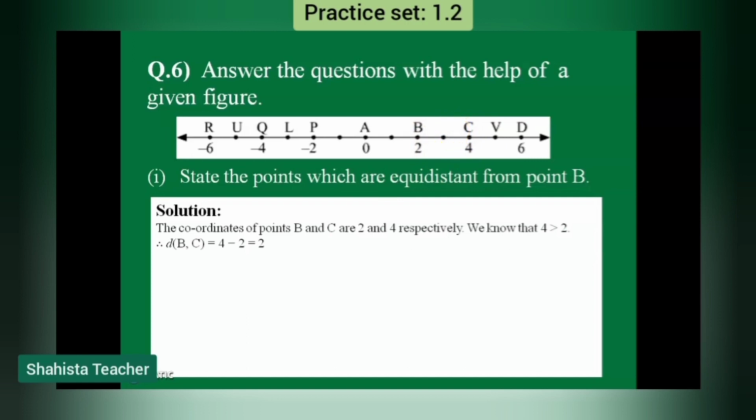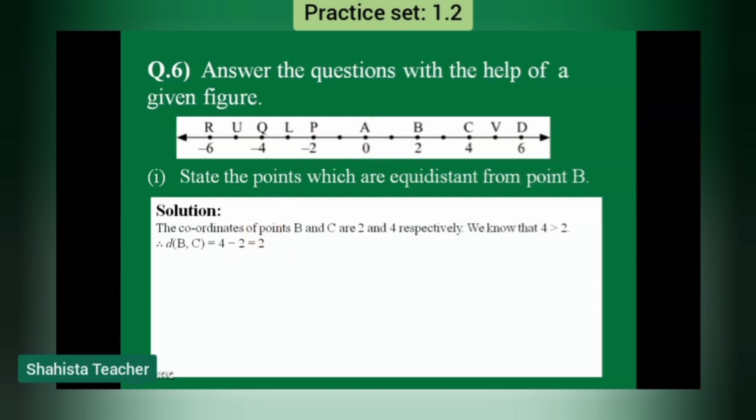Is that clear? So here we have found the coordinates of B and C are 2 and 4 respectively, where 4 is greater than 2 and 2 is the smaller number. So we are calculating here the distance of B to C. So 4 minus 2 gives us 2. Is that clear? So here we have found the first case.